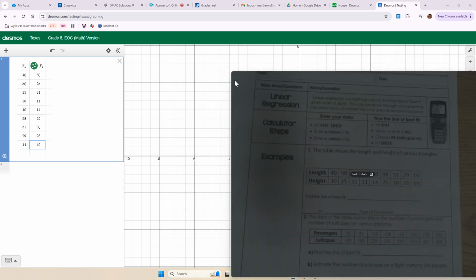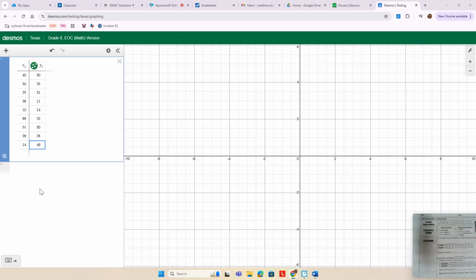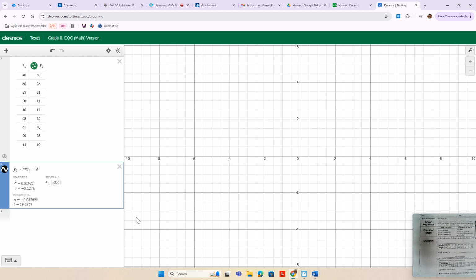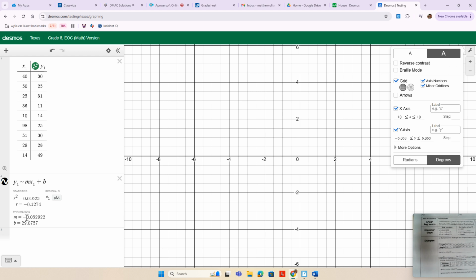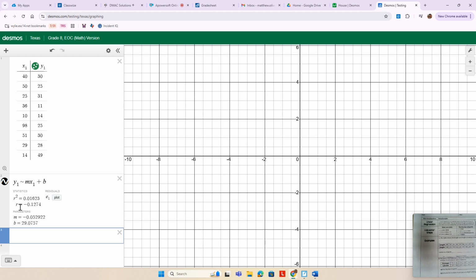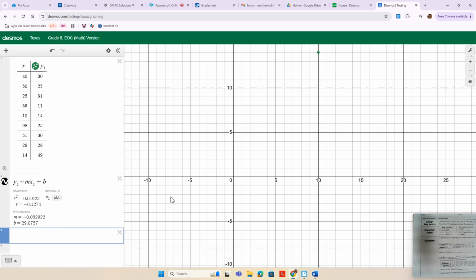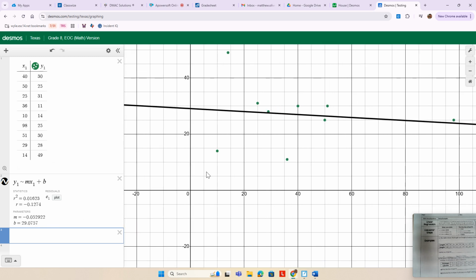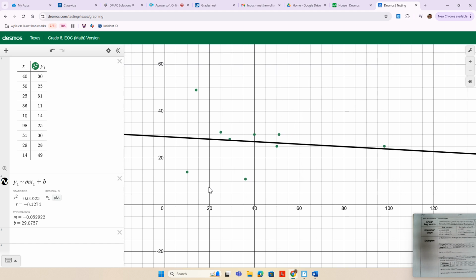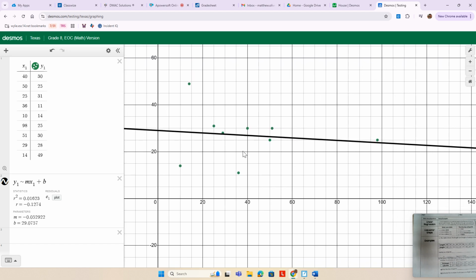So I'm going to shrink this down a little bit for now. And then we're going to put in our equation that we've been using, y1, then our squiggly line, which means is about equal to mx1 plus b. And you'll notice we get some numbers down here for r squared, for r, for m, and b. I should also zoom out here so you can see those points now and see that line that goes through them.